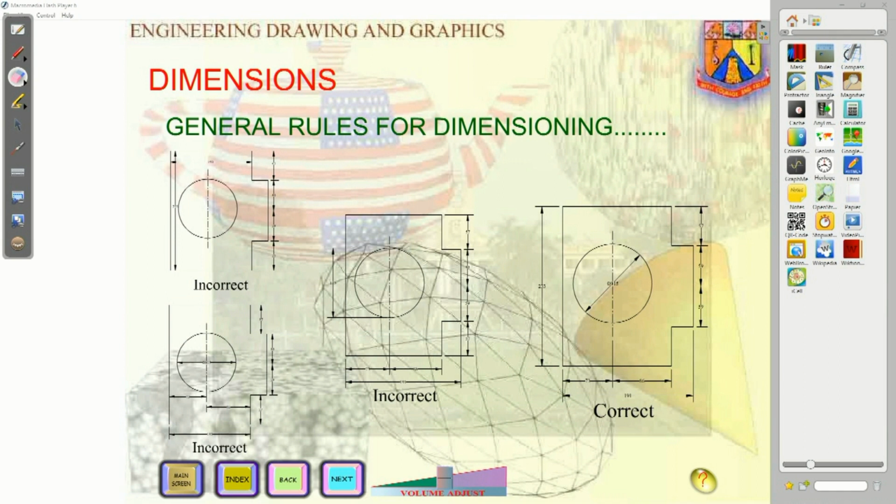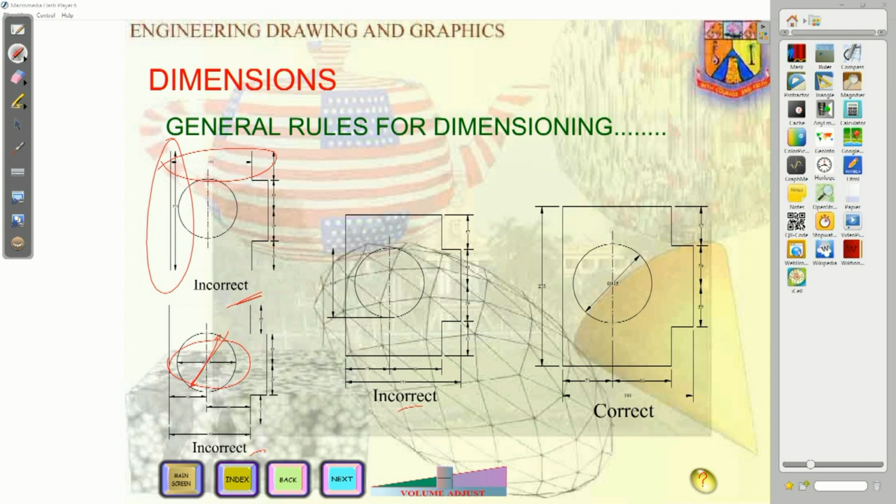Now see incorrect and correct dimensioning. On the left side, this is incorrect, incorrect and incorrect. So what is incorrect about the dimensioning? Here the dimension is placed inside the object, so it is incorrect. In this one, the dimension is placed horizontally. So what I said, you have to do it in this fashion only.